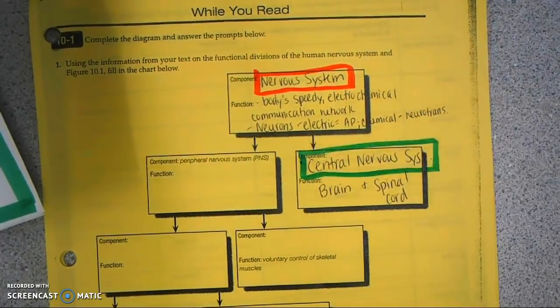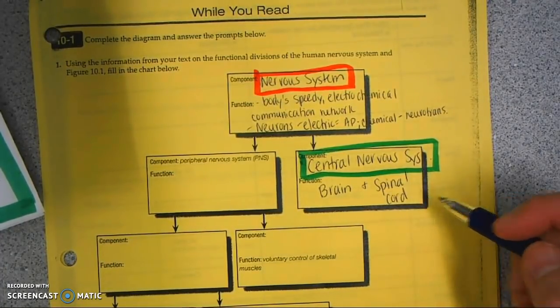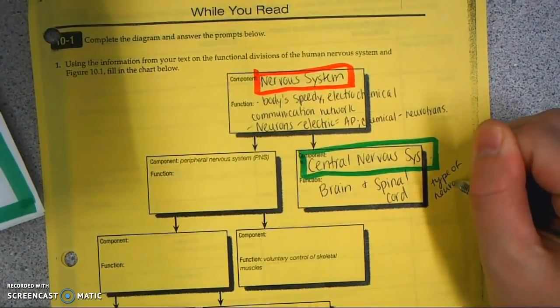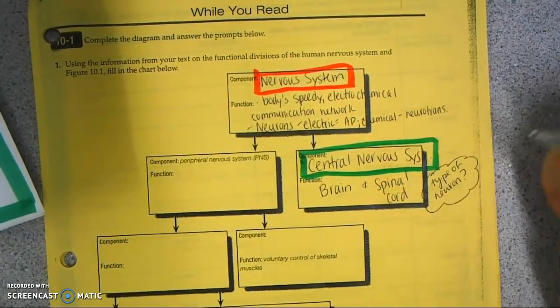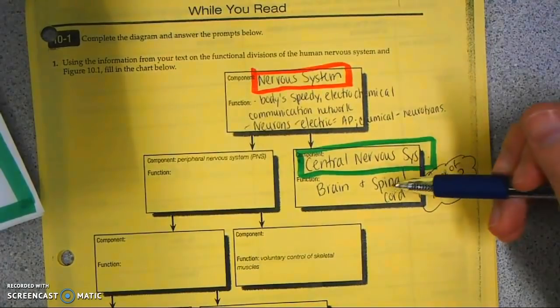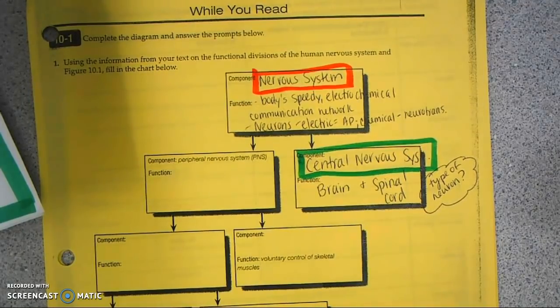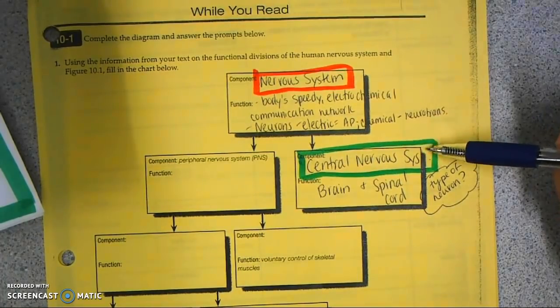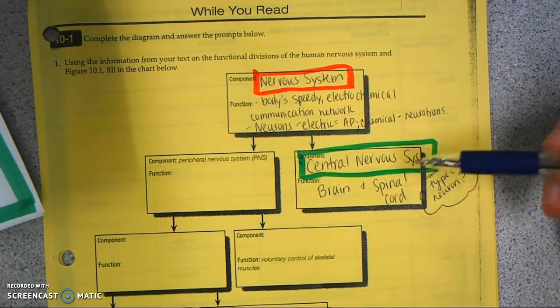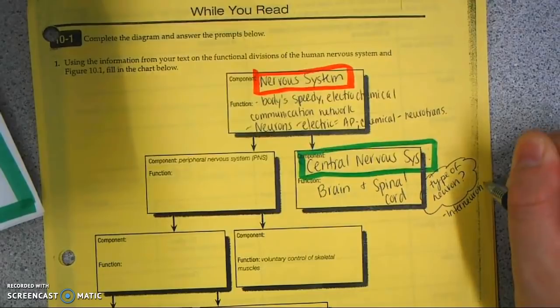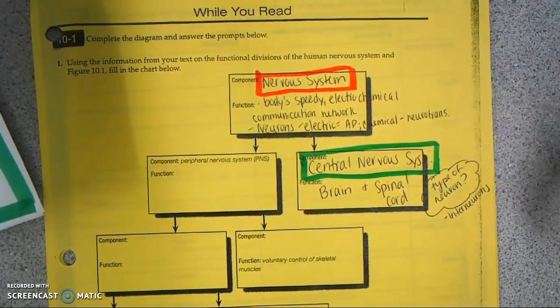If the central nervous system is only made up of the brain and spinal cord, what type of neuron would you find here? Remember, there are three types of neurons: sensory neurons, interneurons, and motor neurons. In the central nervous system, you would only find interneurons, because interneurons actually compose the brain and the spinal cord.